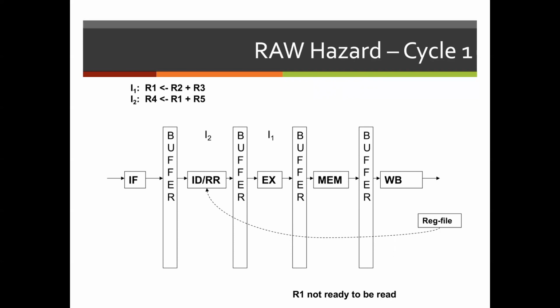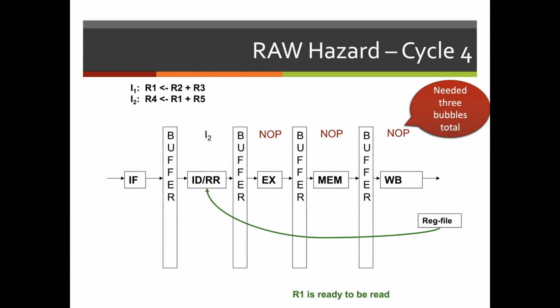In this stage, we see in cycle 1 that we're reading our instructions from the register file. R1 is not ready to be read just yet for instruction 2. So our busy bit is set. In cycle 3, a no-op is passed into memory. And then in cycle 4, a no-op is passed. We needed 3 no-op instructions in order for R1 to be ready to be read.